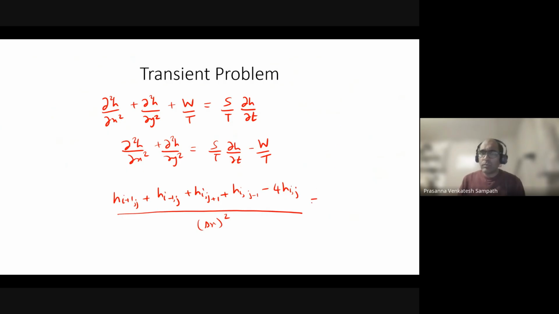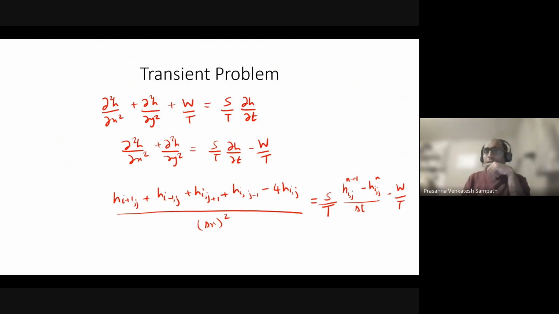Equal to, now we have to be a little bit careful here, s divided by t, h i comma j at, let me not use t plus delta t, let's use the time step, n plus 1 minus h i comma j at n, divided by delta t, minus w by t, whatever it is.